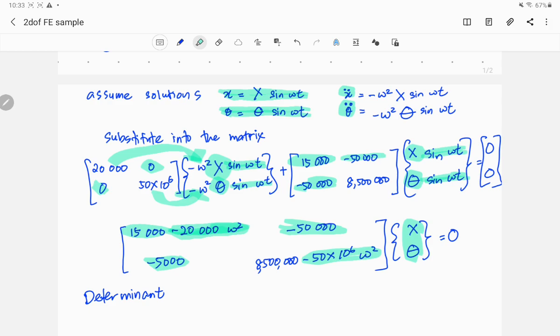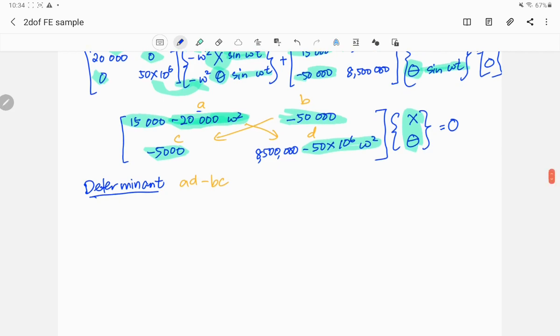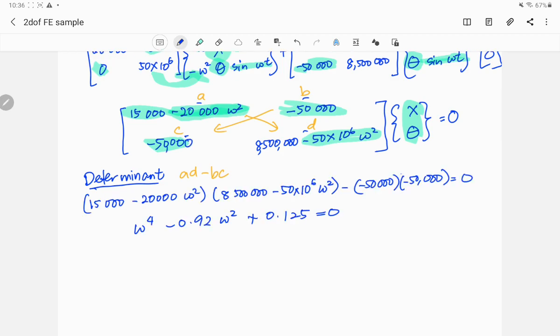After you rearrange, the next step is to get the determinant. If you remember, if I name the elements A, B, C, and D, the determinant is AD minus BC. I already expanded this: it's A times D minus B times C. It's a very large number, but it's okay because the right hand side is 0, so you can divide all through by the same number.